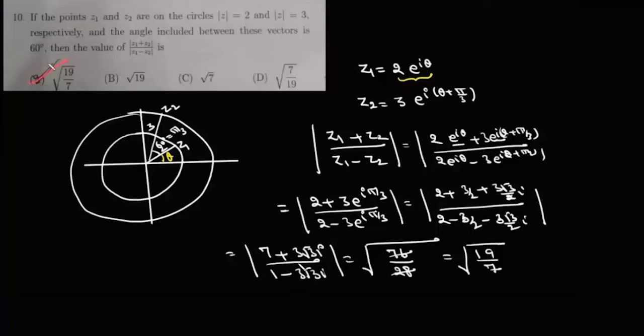Now we take their modulus. So mod of z1 upon z2 is mod of z1 upon mod of z2.